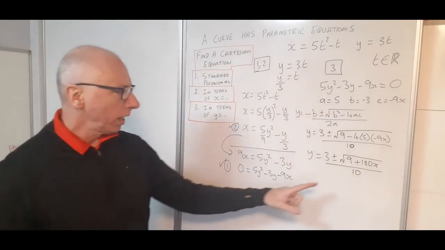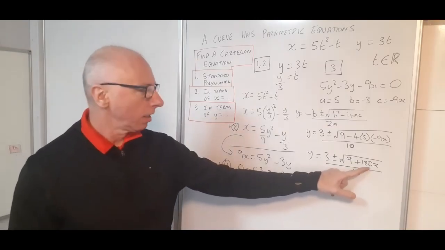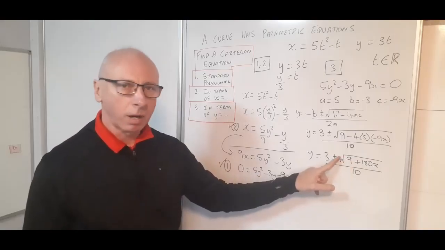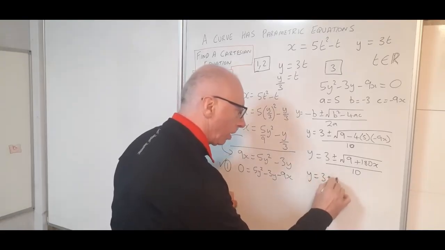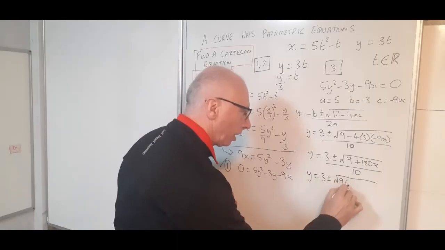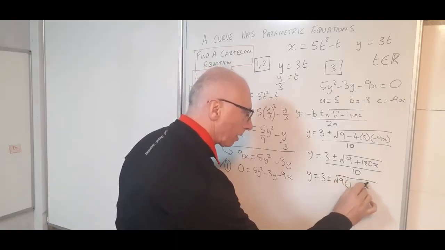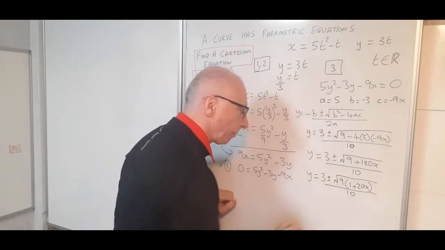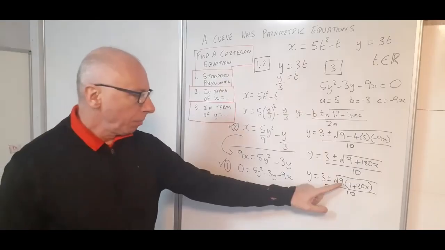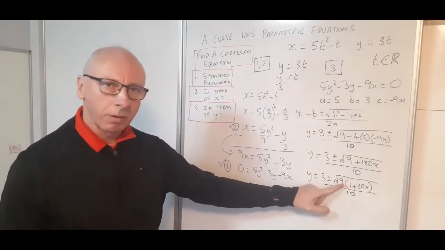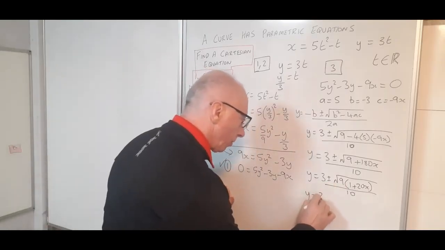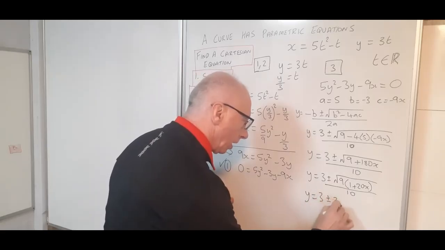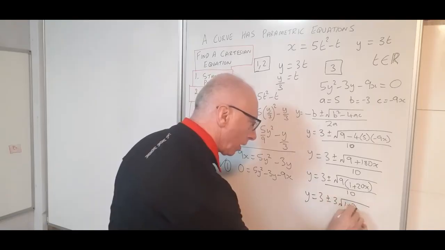Now I feel we can do more here, because we could take a 9 out of these and then maybe get a 3 out by taking the square root of 9. So y equals 3 plus or minus square root of 9 times 1 plus 20x, and that's all over 10. So now by the product, this is a product inside, I can take the square root of 9 out and bring a 3 to the front. So then I've got y equals 3 plus or minus 3 times the square root of 1 plus 20x all over 10.